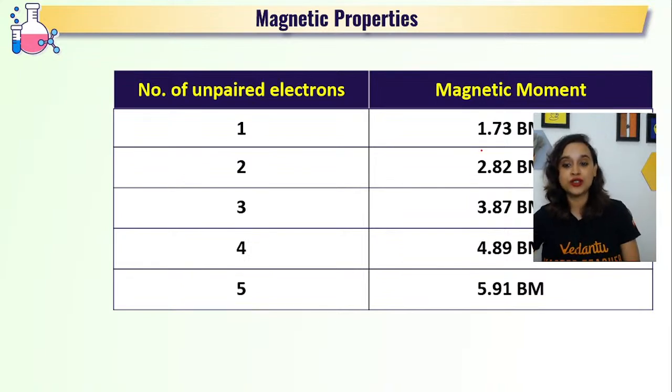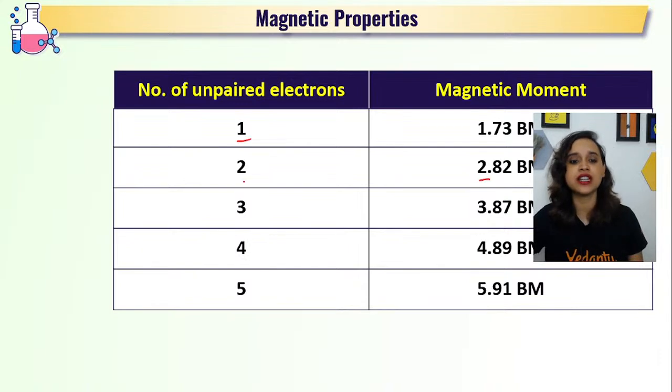Now, one more thing. If you see that the magnetic moment is 1 point something, please write down the number of unpaired electrons as 1. Magnetic moment 2 point something, it will be 2.